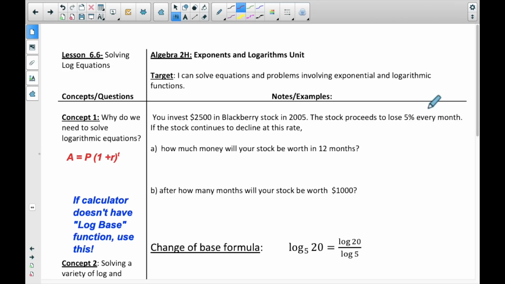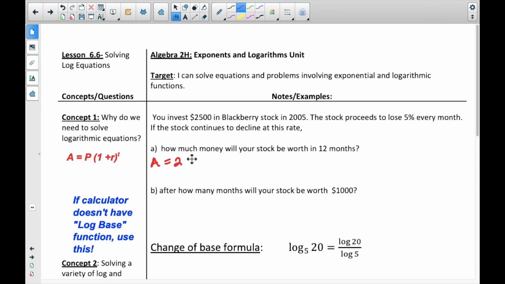You invest $2,500 in BlackBerry stock in 2005. The stock proceeds to lose 5% every month. If the stock continues to decline at this rate, how much money will your stock be worth in 12 months? Okay, so this equation we learned a while ago. The A is how much you're going to have in the end. So that's what we're looking for.